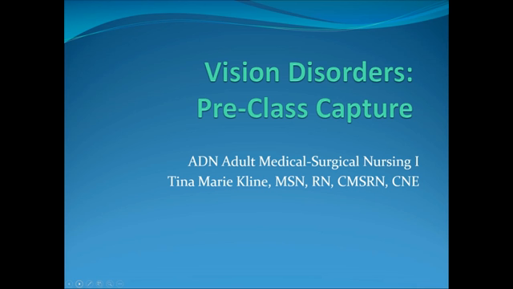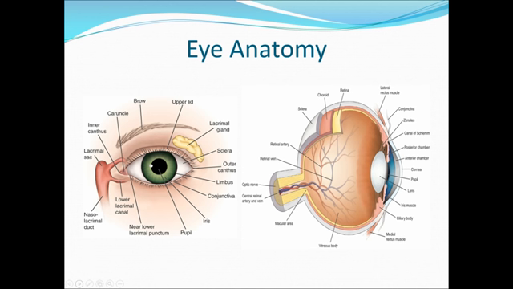In this capture, we're going to take a look at vision disorders. Let's start by briefly reviewing the eye anatomy, both on the external eye and the internal eye. Externally, you want to pay attention to the iris and the pupil.